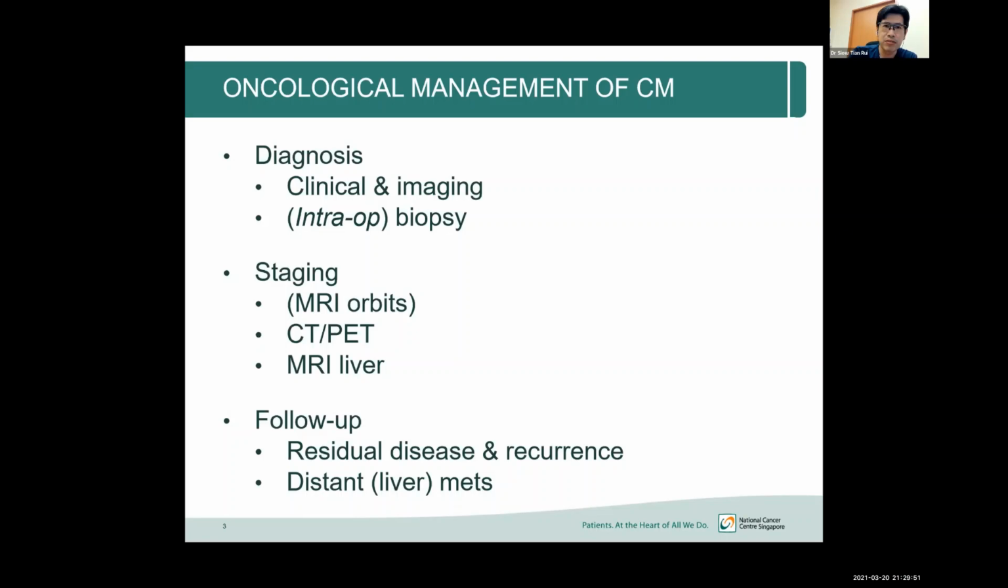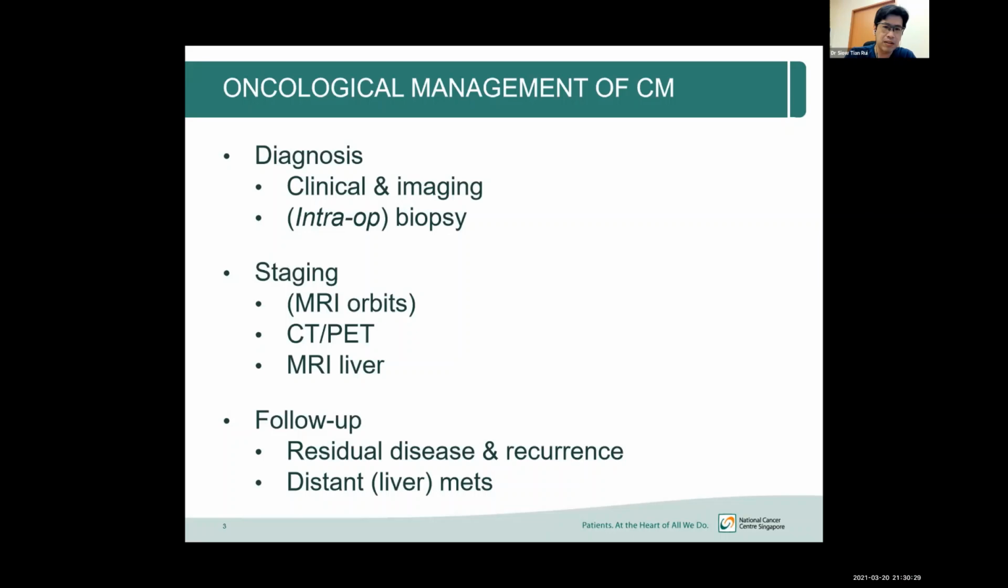For staging, we mentioned before, systemically CT PET scan as well as MRI liver, because choroidal melanomas predominantly like to metastasize to the liver, and follow up for both local recurrence as well as distant metastasis. Here as well, we've had to adapt depending on patients' finances and also whether the patients are based in Singapore or come in from overseas. Wherever possible, we try to alternate maybe 6-monthly CT PET scan and MRI liver.